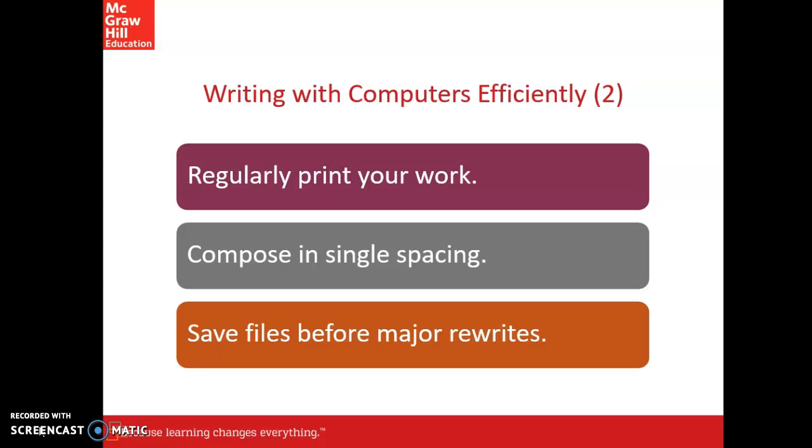You can compose in single space. When you do print it out, I recommend printing it in double space. The reason we have double space is so that there is room for revisions in between the lines. So that is why we use double space in academia. Save files before you rewrite. So if you are making revisions, save multiple drafts, right? So essay number 1, draft 1. Essay number 1, draft 2, right? Save the multiple drafts.